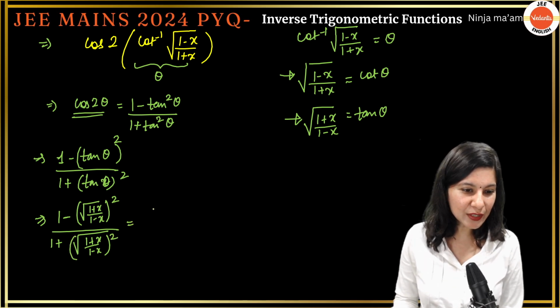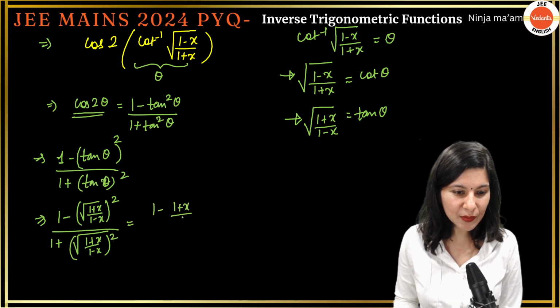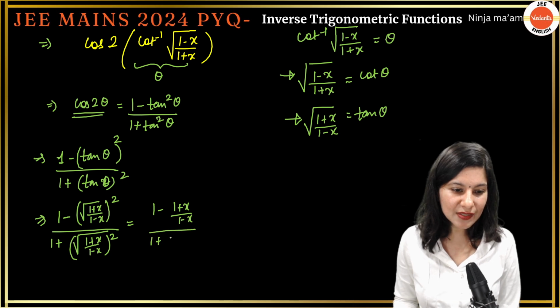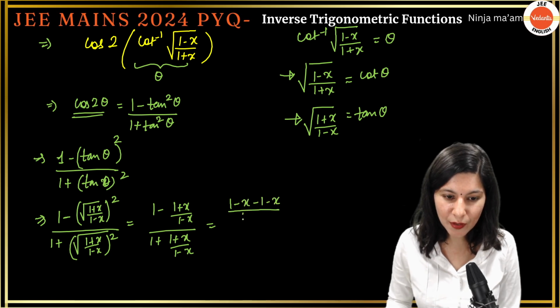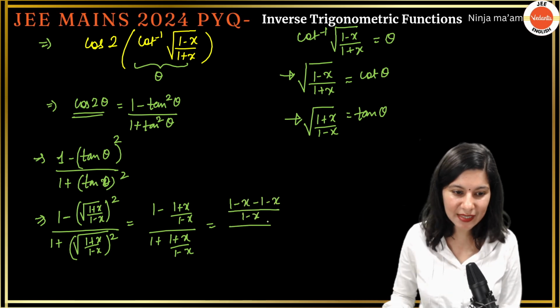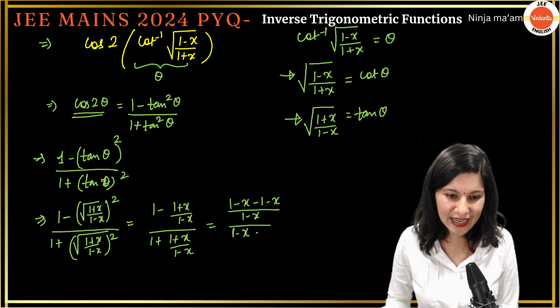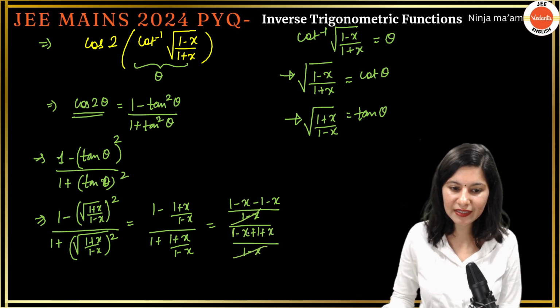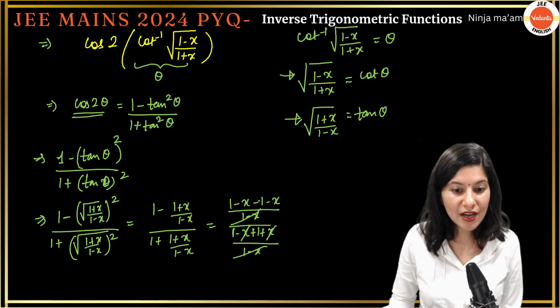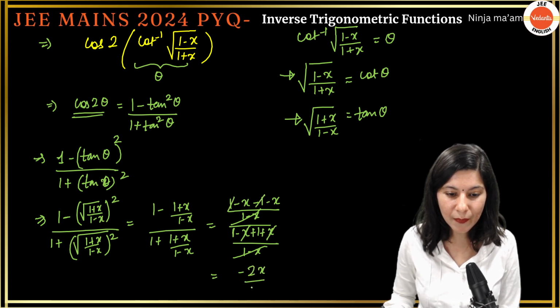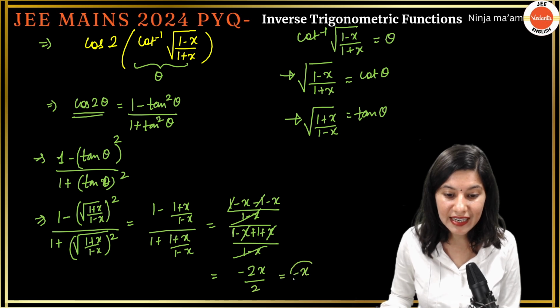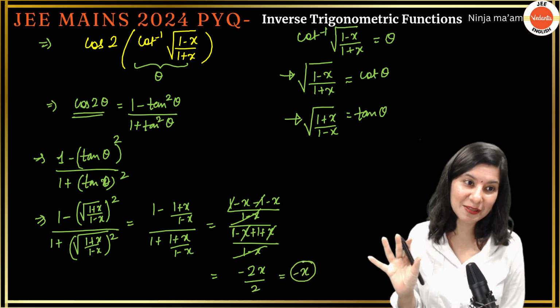So this is actually going to become 1 minus 1 plus x upon 1 minus x and 1 plus 1 plus x upon 1 minus x. Let us solve it out. So 1 minus x minus 1 minus x upon 1 minus x. Taking LCM, basic. 1 minus x plus 1 plus x upon 1 minus x. Correct. Minus x plus x gone. 1 and 1 is also gone. So we are left with minus 2x upon 2. So minus x is the final answer of this expression.